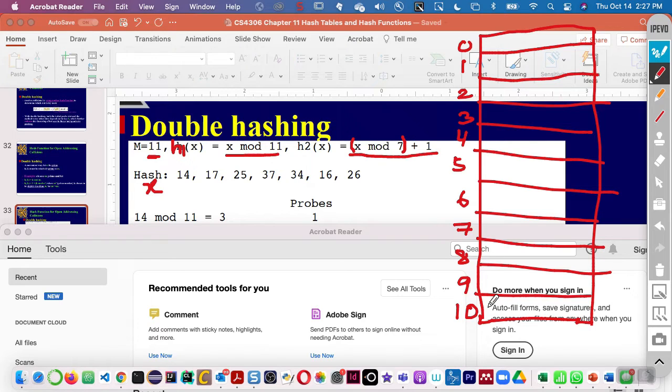What is the M? M equal to 11. Module M, so x mod M. Okay, so that's just the 5 for the first hash function. We're just trying to insert those x values into the hash table. First is 14. So 14 will go to 3.